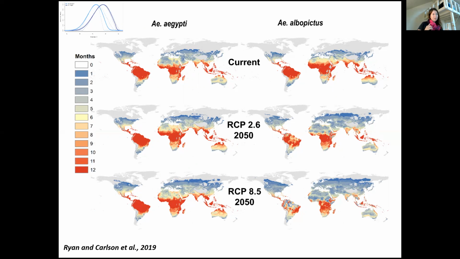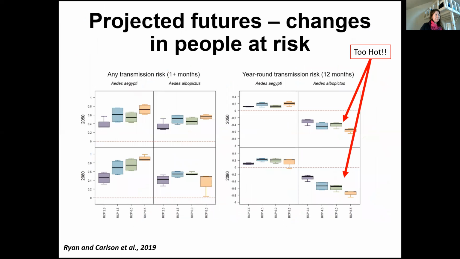In both of these future scenarios, we see that northward expansion, the poleward expansion that occurs with distributions, but only for a few months of the year. And we see a breaking up of Aedes albopictus in those areas where we expect it to get too hot for transmission for albopictus. And so what does this mean when we translate it into the people subject to this risk or this suitability?